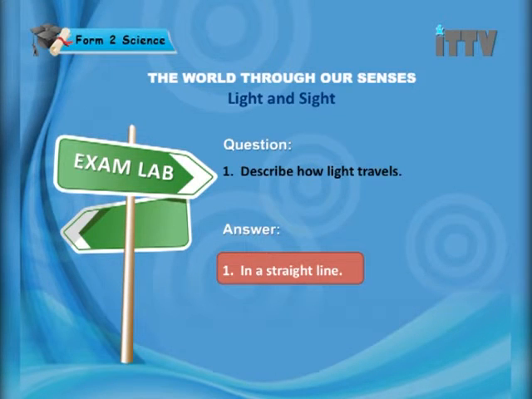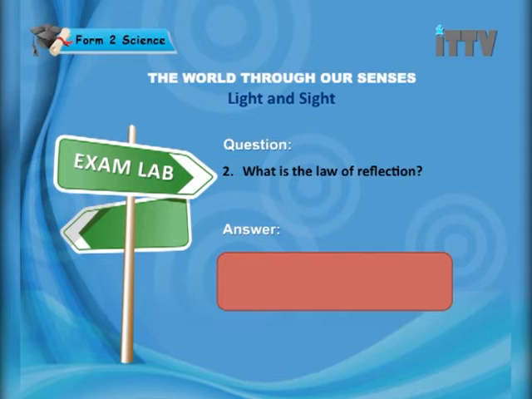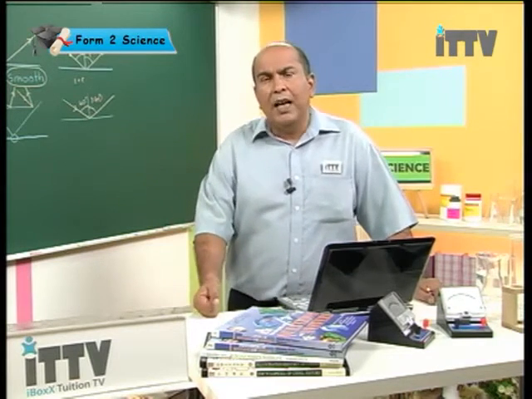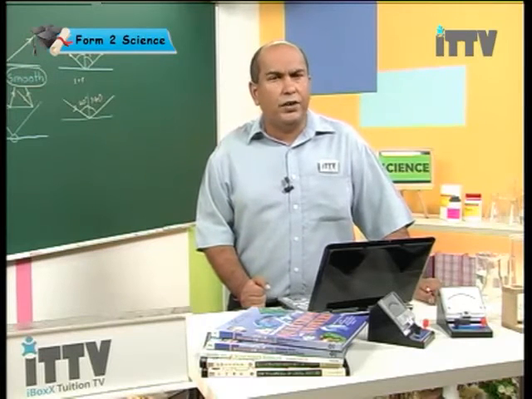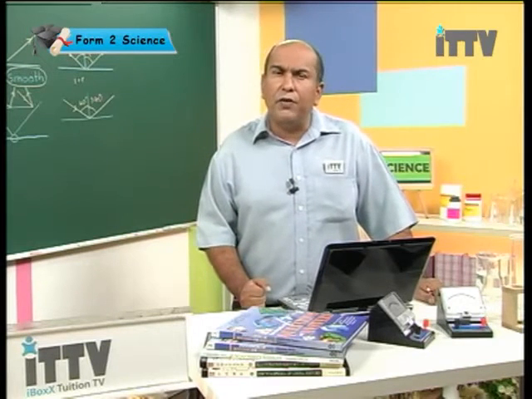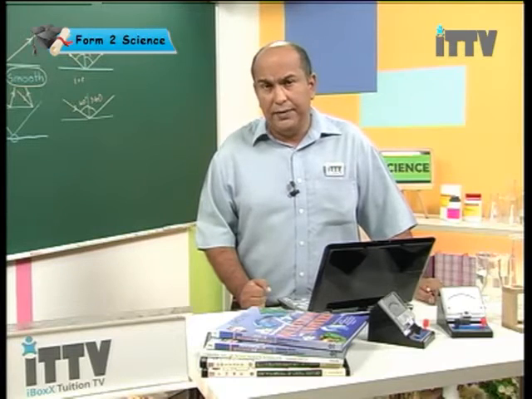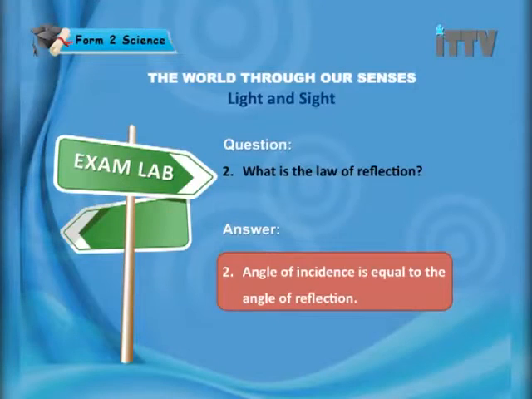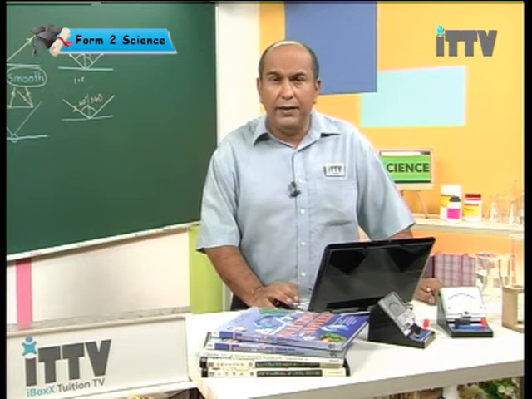Let's move on to another question. What is the law of reflection? Try to recall the question that we did on the board. I said that if the angle of incidence was 40, we found that the angle of reflection was also 40. So what does this tell us about the law of reflection? The answer: the angle of incidence is equal to the angle of reflection. Good if you got that right.